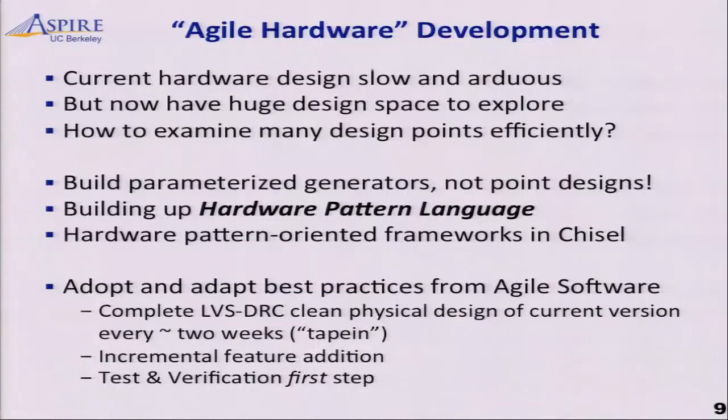So what we've really been trying to do is figure out how can we do this. It usually takes years to bring out a new processor chip. And part of it is the idea of using generators to build the chips. Another part is looking at agile software best practices from software and trying to translate that to hardware design.